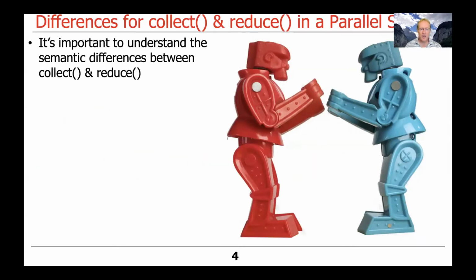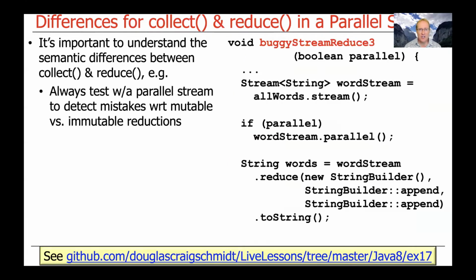And the really important thing to note here is that collect and reduce, which are the two most common terminal operations, have very subtle but important semantic distinctions. They don't work exactly the same. They don't have the same expectations and preconditions and so on. And so as a consequence, it's a good habit to get into to make sure that you test your code with parallel streams in order to make sure you haven't accidentally made some faulty assumptions about the semantics of reduce in particular. Reduce is the one that's really the tricky part.